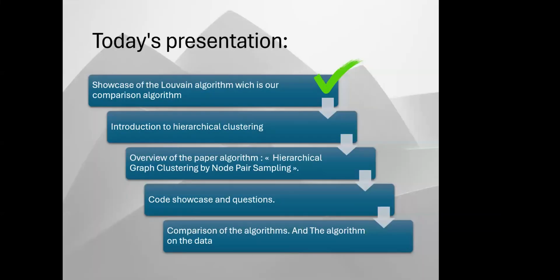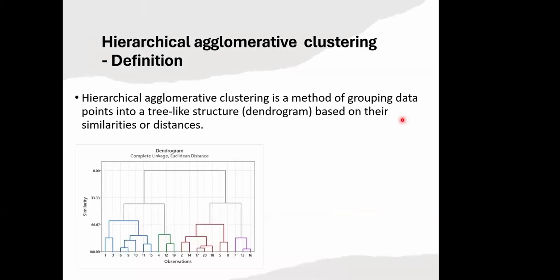Okay, so we finished the Louvain algorithm showcase. Now we'll introduce hierarchical clustering. So let's go: hierarchical agglomerative clustering. Agglomerative, as I said before, is when you take two nodes and you merge them, and also calculate the weights of the merged node. Let's see, this is a dendrogram, which is the key point for hierarchical graph clustering.